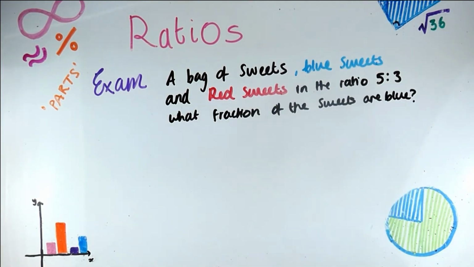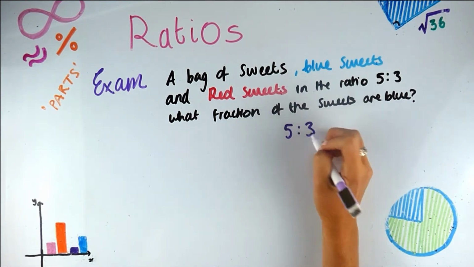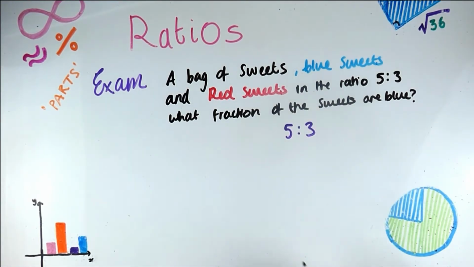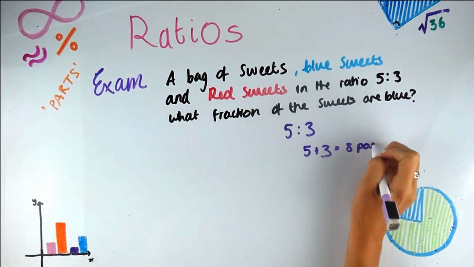Okay, so first question, we have a bag of sweets. In the bag are blue sweets and red sweets in the ratio 5:3. What fraction of the sweets are blue? So this is another parts question. We've got this ratio. So how many total parts are there? We do 3 plus 5. That means there's 8 parts in total.